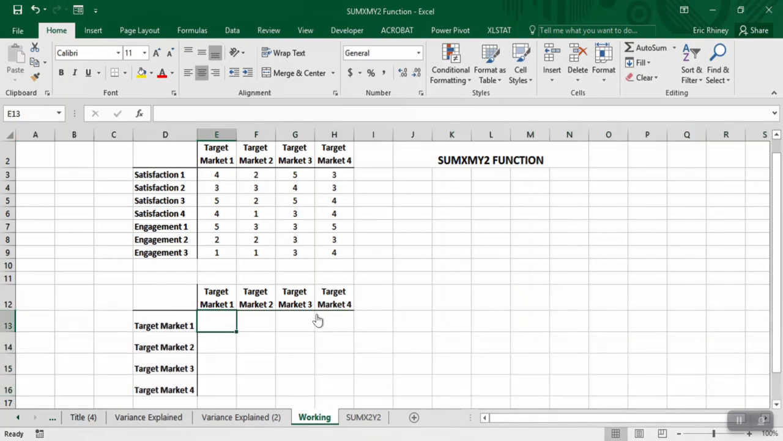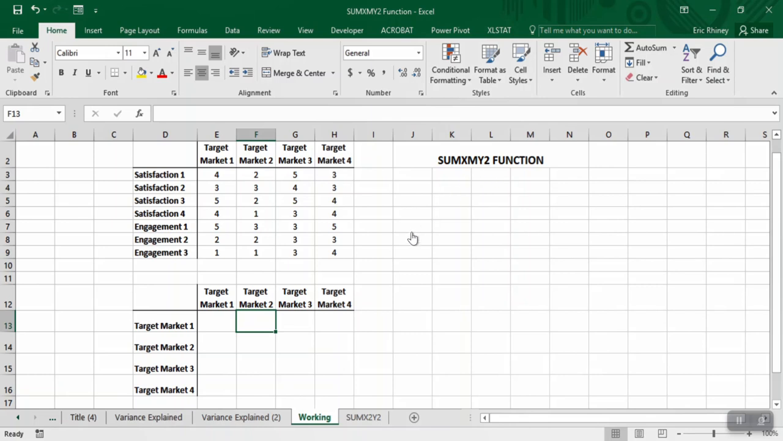All right. And we know in this diagonal, when we compare target market 1 to target market 1, it's going to be 0. So here, this would be our comparison of target market 1 and target market 2. Okay. So we can do this, and the way we would do this is to simply use our sum x minus y squared calculation.